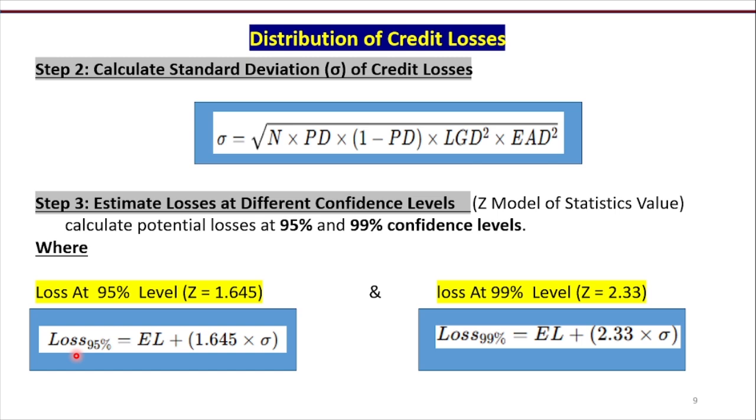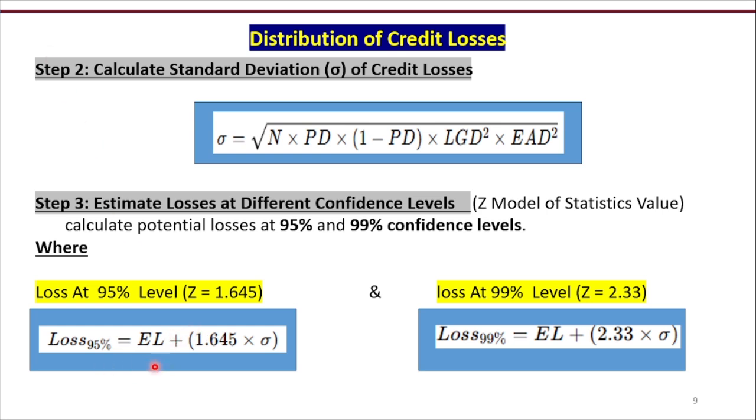Okay, so the formula is loss at 95% equals EL, the expected loss, plus (1.645 times the standard deviation). But if you got the correct answer in step number 2, you have to put the value of the standard deviation into step number 3. If you are not getting the correct answer, definitely your step number 3 answer will be disturbed. So try to find the correct answer of step number 2.